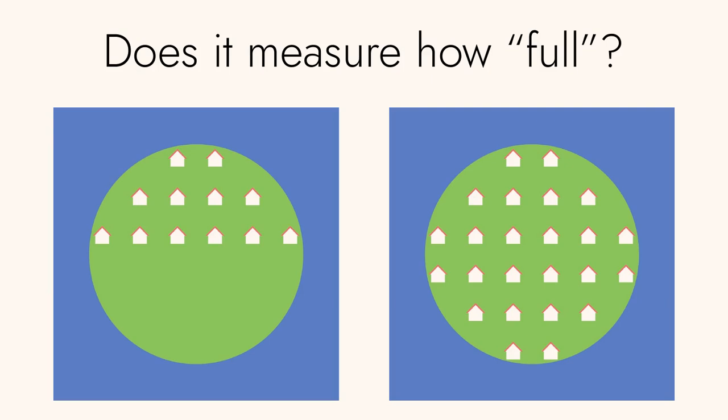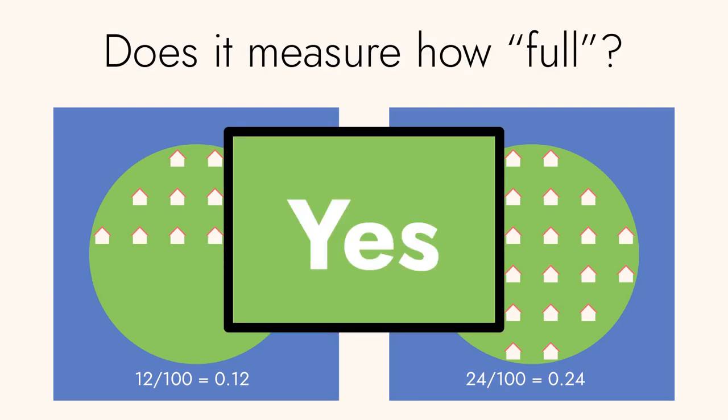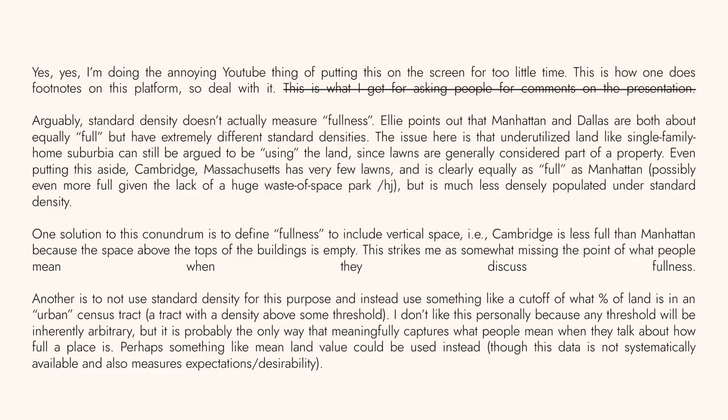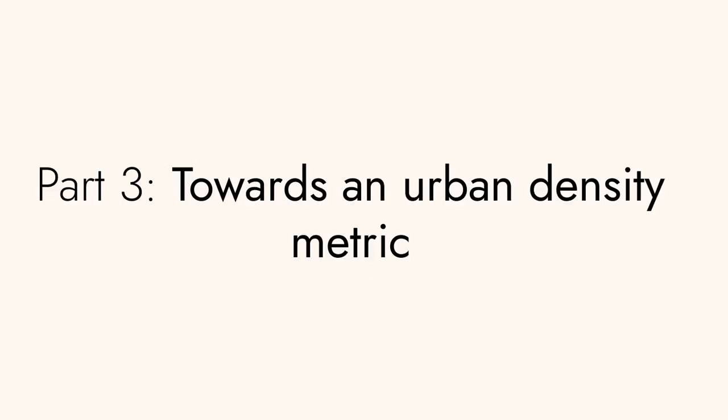Okay, so if standard density doesn't measure how urban an area is, maybe it measures how full an area is. Now, if we look at this example, we can see that the left side is still 0.12, as before, and on the right, there's twice as many people, so we end up with twice the density, as you'd expect. So the standard density is pretty accurately measuring how full a particular area is. There's a caveat here, I'm going to brush past it, but I think that really, more interestingly, what we have here isn't an urban density metric. Okay, so let's work towards an urban density metric.